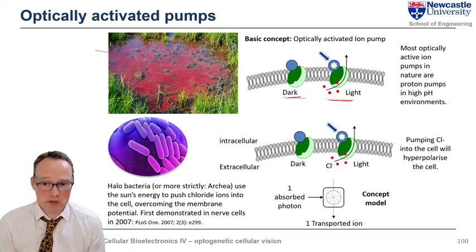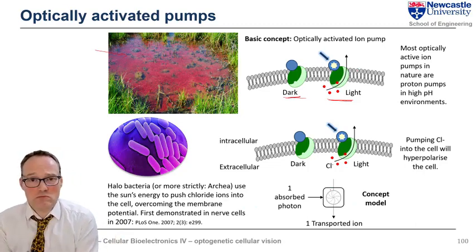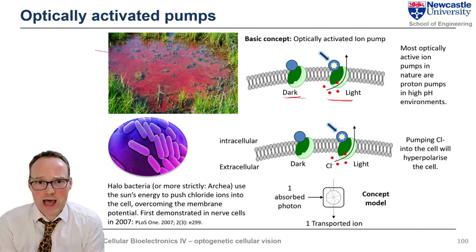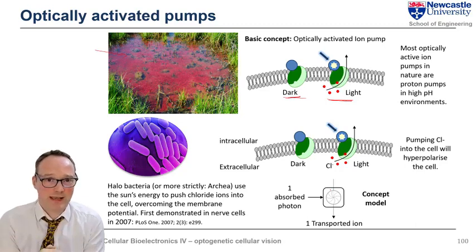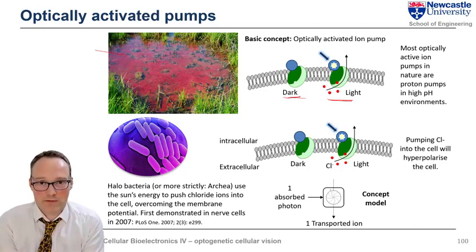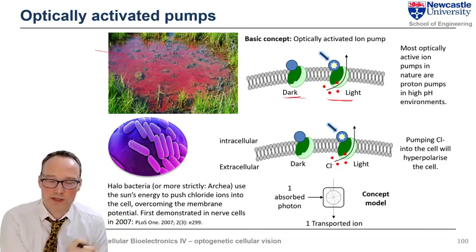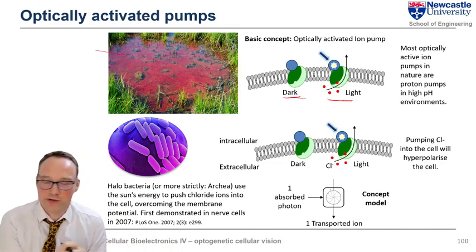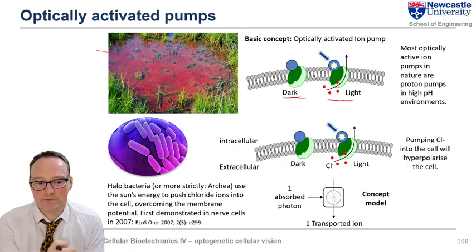Very simple. And if we want to think of our model, one absorbed photon leads to one transported ion. So if we were to summarize these different approaches, this would be the least efficient. You'd get the fewest number of ions per photon, whereas the rhodopsins would give you the most ions per photon.